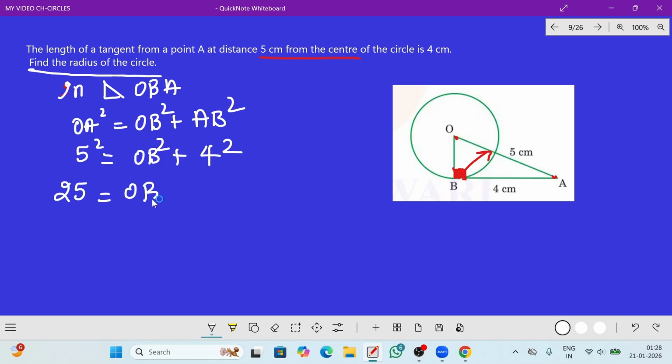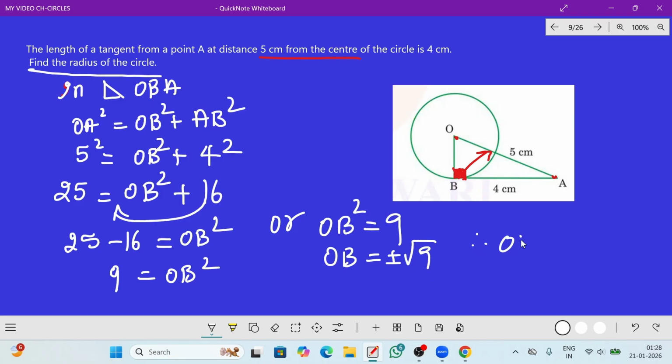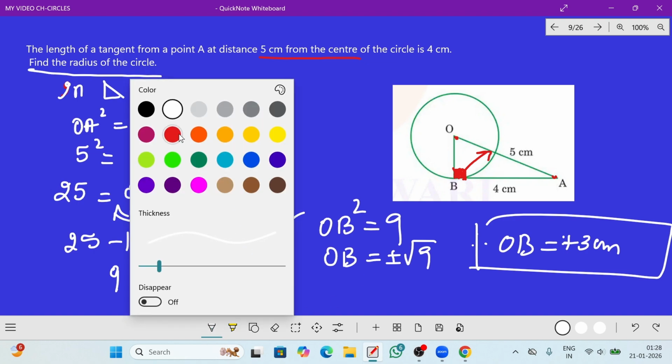25 is equal to OB square plus 16. Shift the 16 this side: 25 minus 16 is equal to OB square. 25 minus 16 is 9, so OB square is equal to 9. OB is equal to plus or minus root 9. Therefore, OB is equal to plus 3 centimeters. So this is our 3 centimeters.